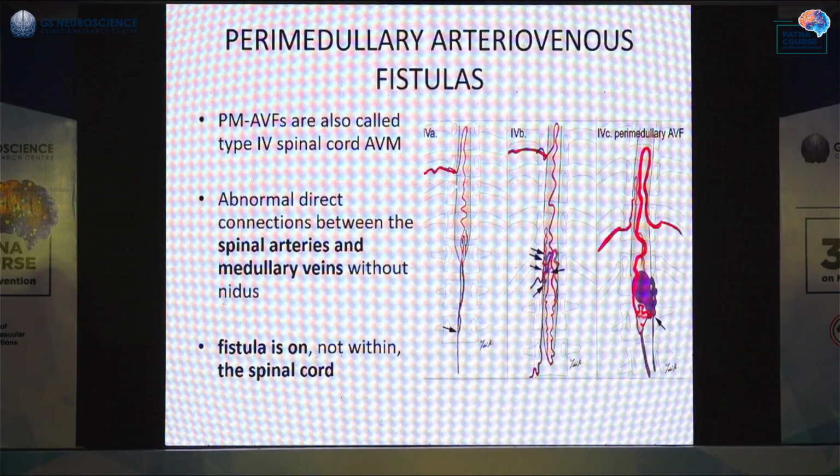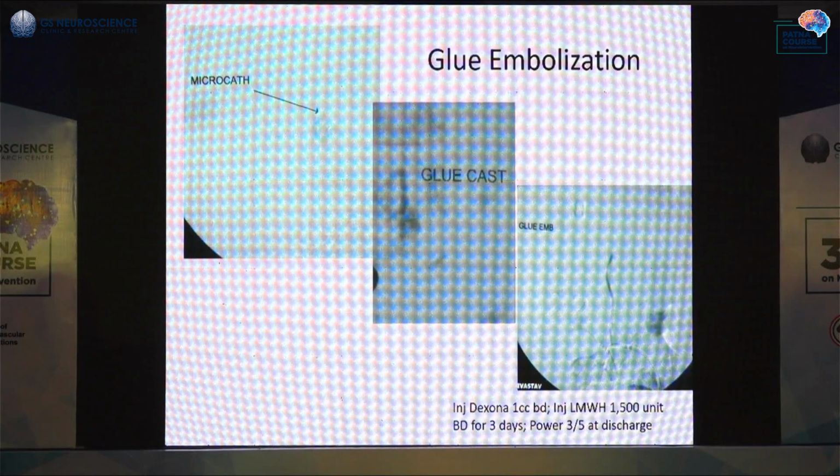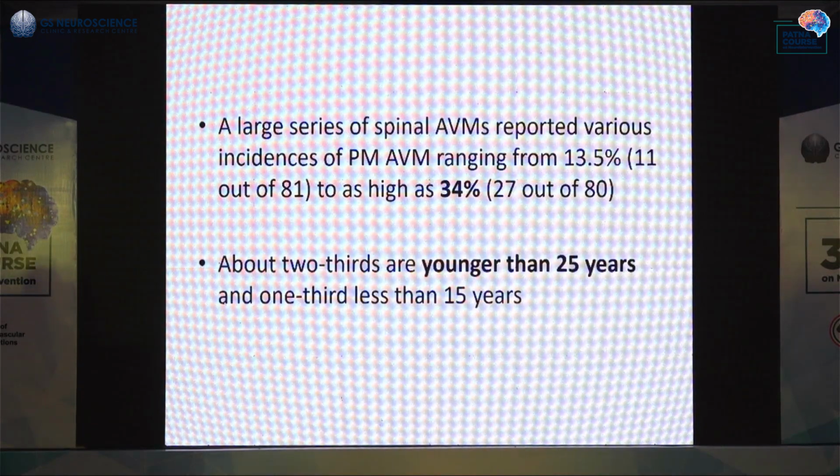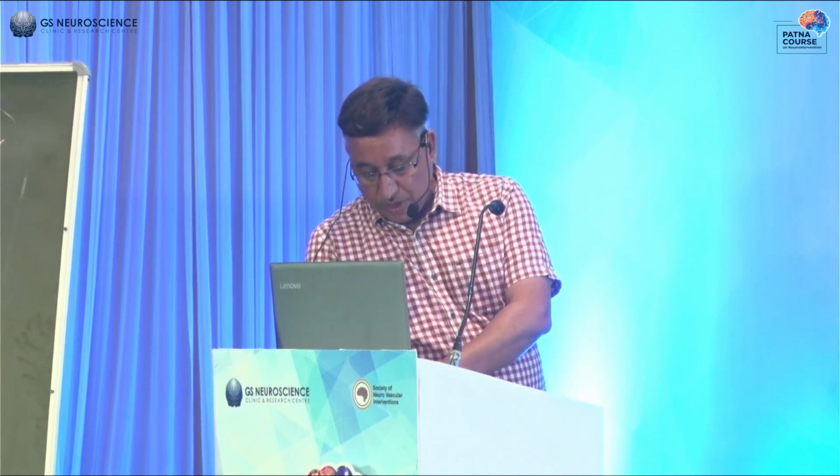As perimedullary fistulas are very rare, they are also called type 4 spinal arteriovenous malformations, with an abnormal connection between the spinal arteries and the medullary vein. The fistula is on the spinal cord, not within the spinal cord. The incidence is around 13% of all vascular malformations, though some reports say as high as 34%. About two-thirds of patients are younger than 25 years of age.